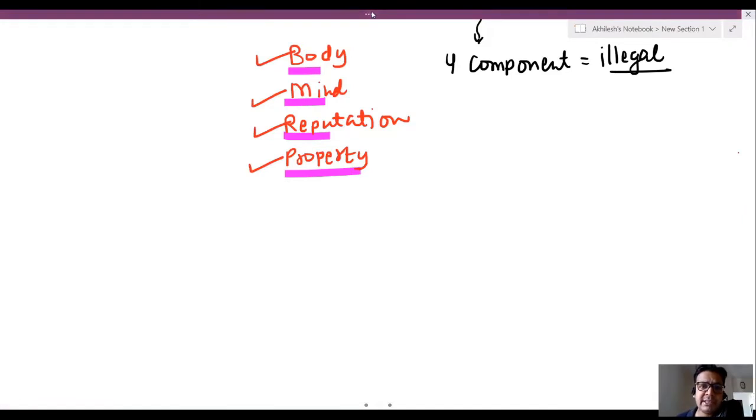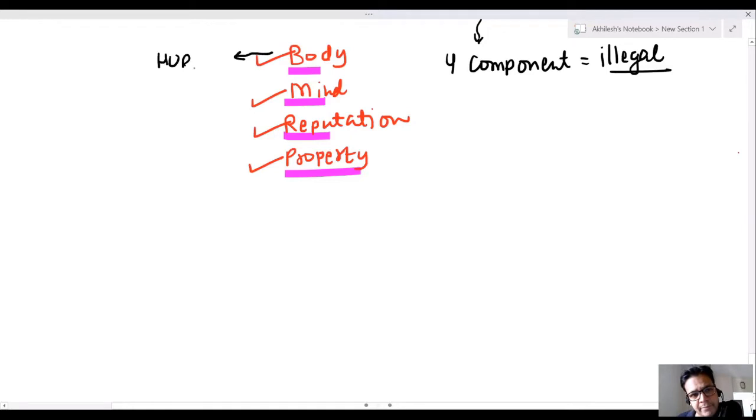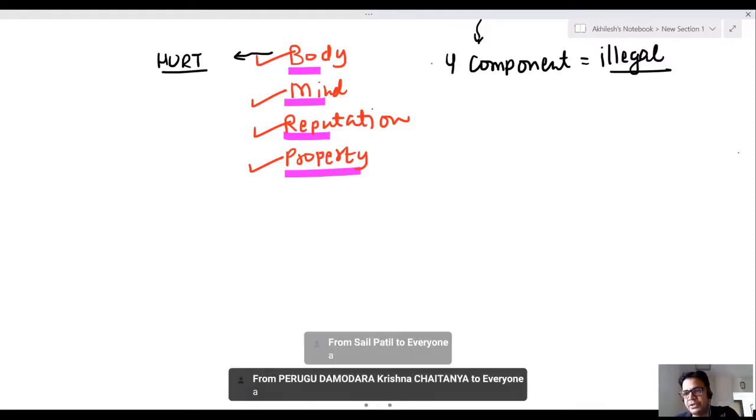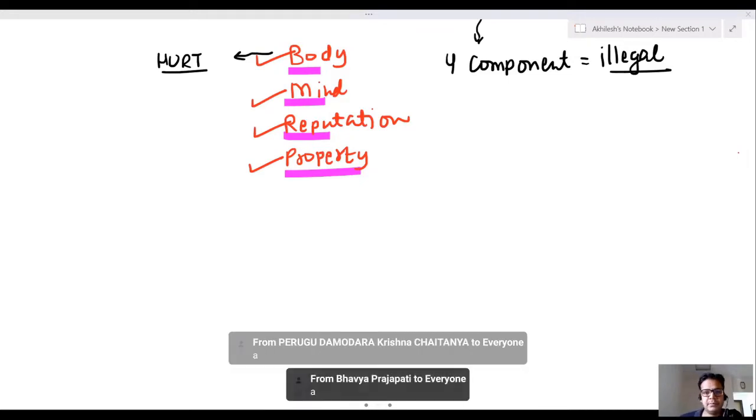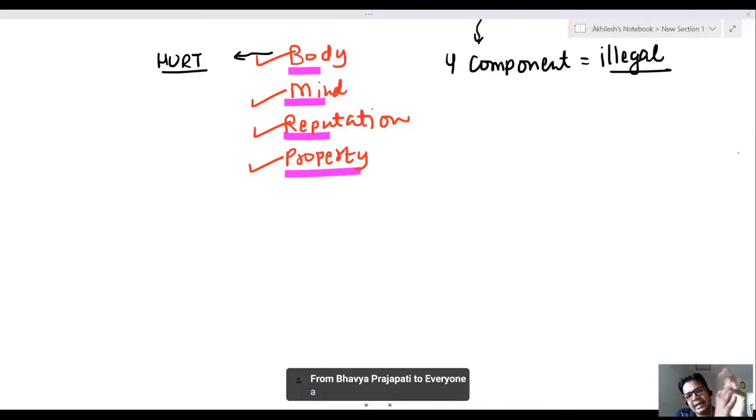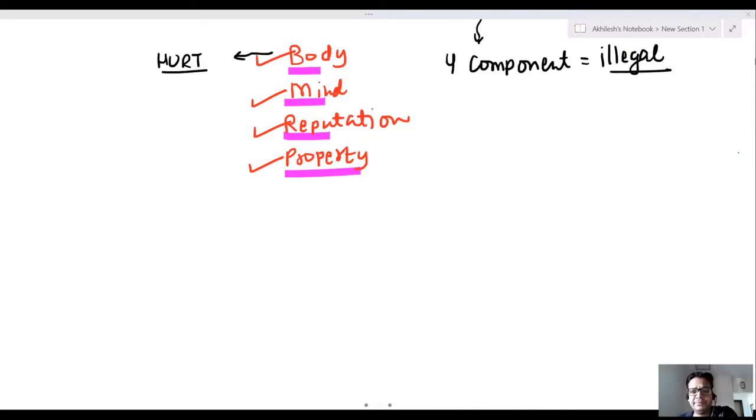But this component is very important. Bodily injury is known as hurt. Now tell me, which statement is correct, A or B? Statement A: hurt is a type of injury. Statement B: injury is a type of hurt. Now let me see your answer. Yes, A is correct. Hurt is a type of injury, because bodily injury is known as hurt.